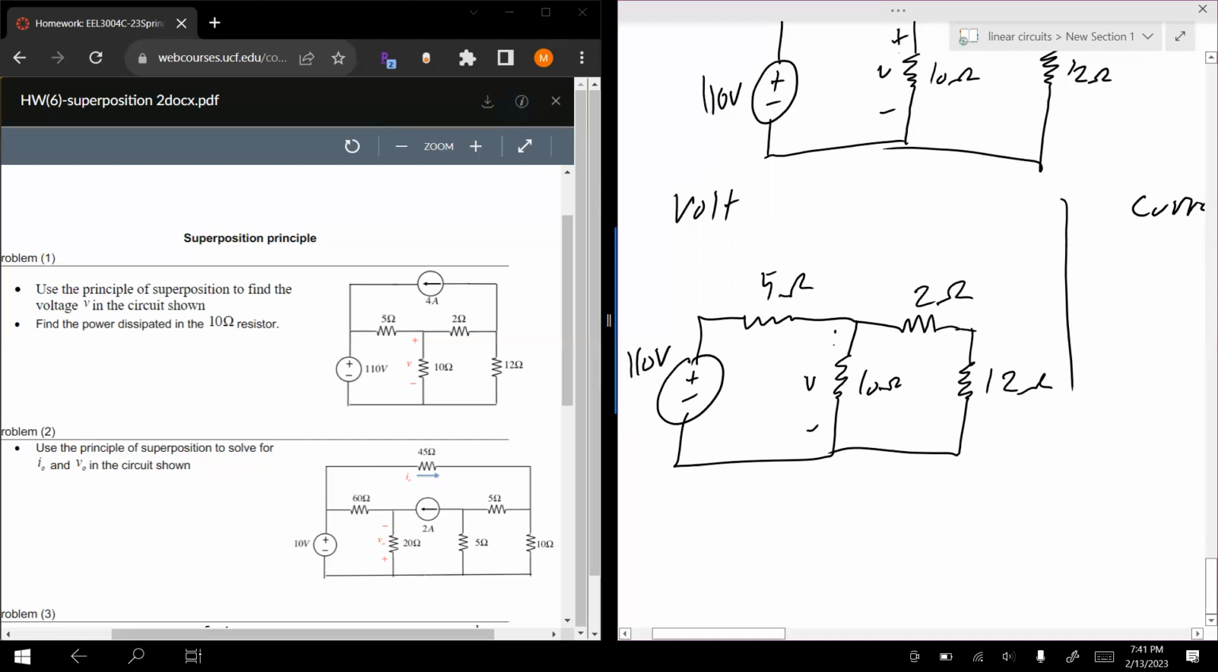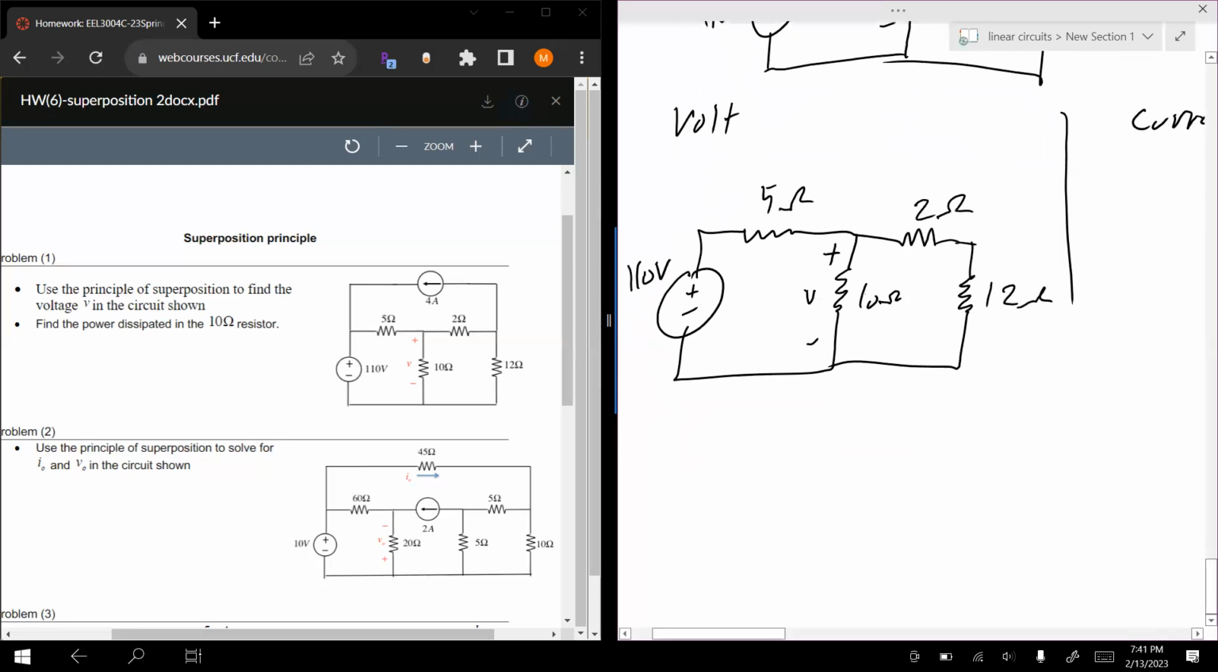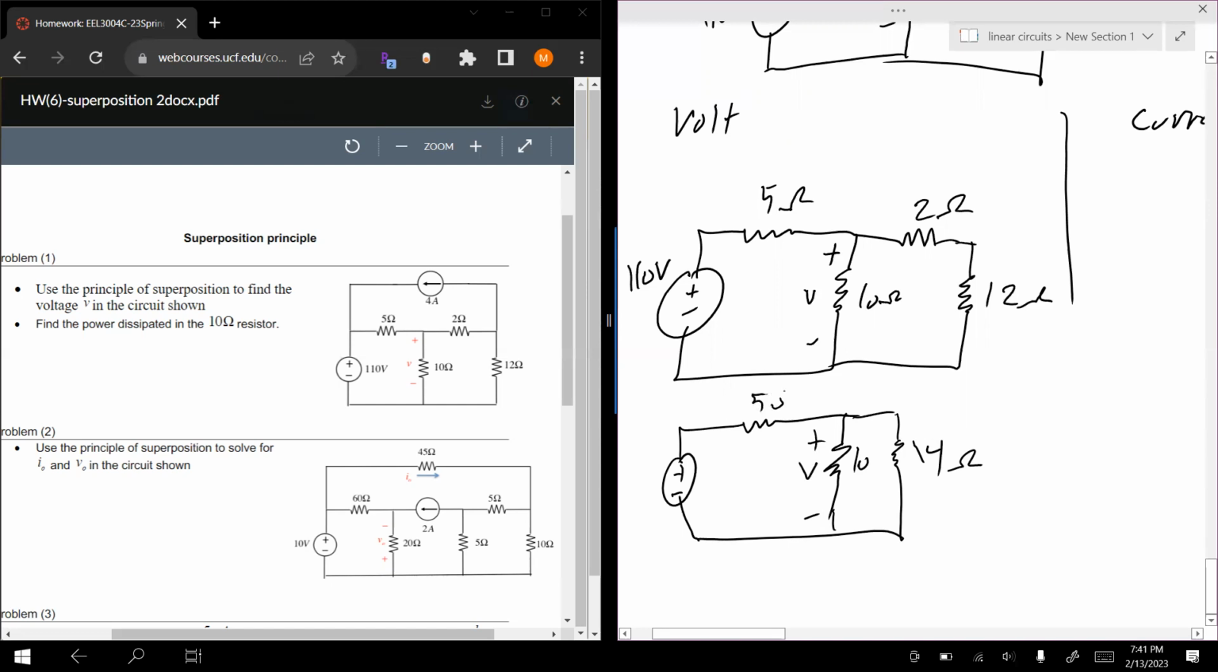So let's not forget the signage. Signage is very important when we're dealing with superposition. It has to be consistent across all versions of it. So here's what we're going to do. The way I'm seeing this is to solve for voltage on this 10 ohm resistor here. I'm going to just start simplifying the circuit like this. So now I'm seeing this is going to be 14 ohms on the side. This is still 10 ohms plus minus V, and then this is 5 ohms.